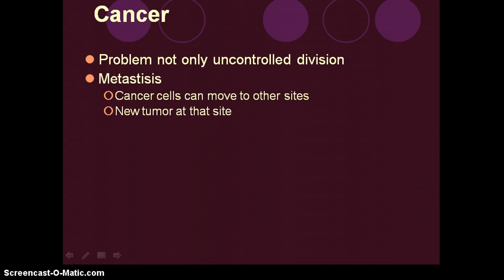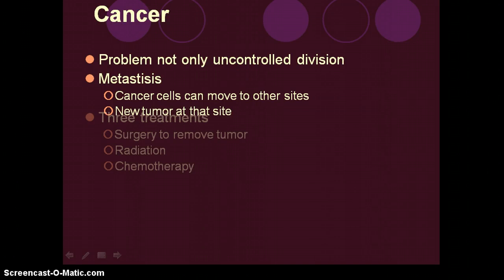So the problem is not only uncontrolled division, it's the process of metastasis, where the cancer cells move to other sites. And if it moves to other sites, then you end up with a new tumor at that site. So you might have something like breast cancer, but that breast cancer moves to another location through the lymphatic system, and when that happens, you might end up with breast cancer cells on your lungs or in a bone or something like that. And that's when the uncontrolled division gets even worse because it's in other locations.